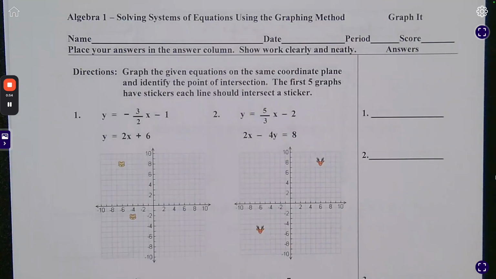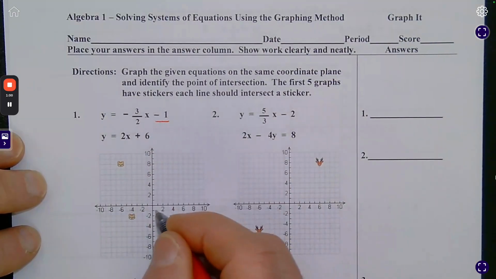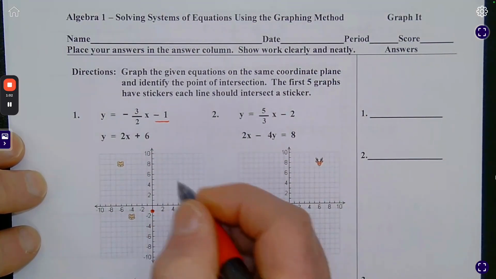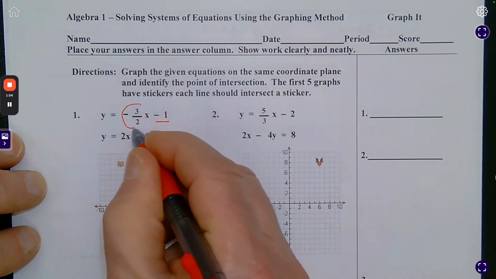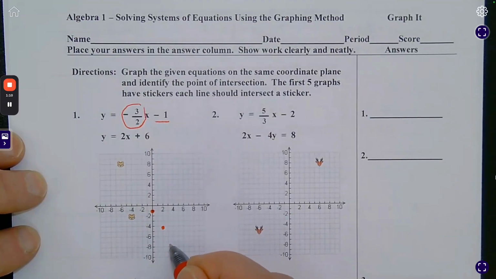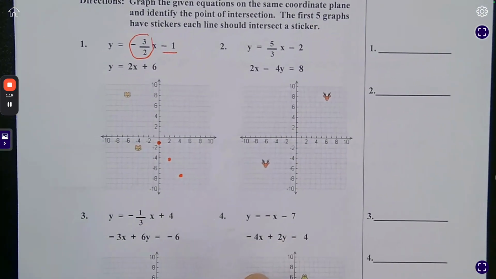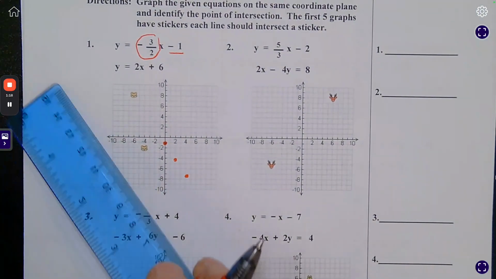Okay, let's do it. This first line, I'm going to graph using y equals mx plus b. There's my y-intercept, -1. And my slope is down 3 over 2. So I'm going to go down 3 over 2. I'm going to do it a couple times. With the graphing method, you want to make sure you're really, really accurate. So this is important. Accuracy is important.